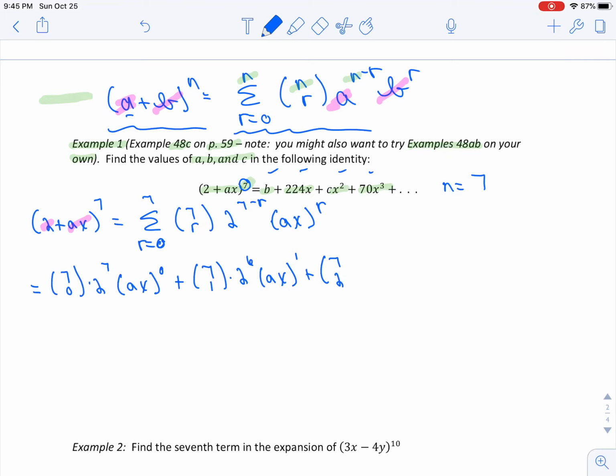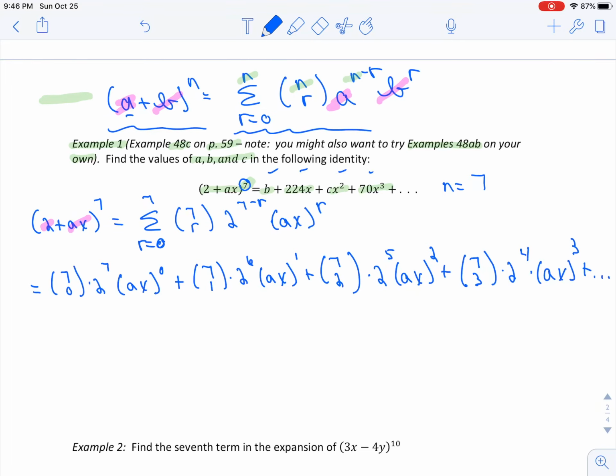Now r goes up by 1 again. So 7 choose 2 times 2 to the 7 minus 2, which is 5, times ax squared, plus, and then we'll do one more. So the next one, r is now 3, so 7 choose 3 times 2 to the 7 minus 3, which is 4, times the quantity ax cubed. And then it'll just continue on like that for the remainder of the terms.